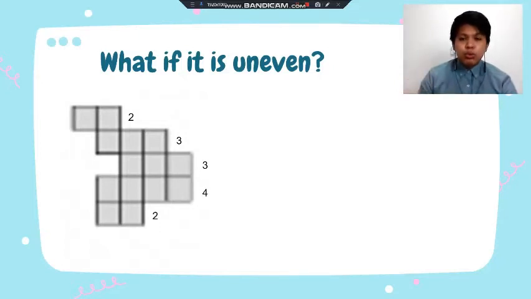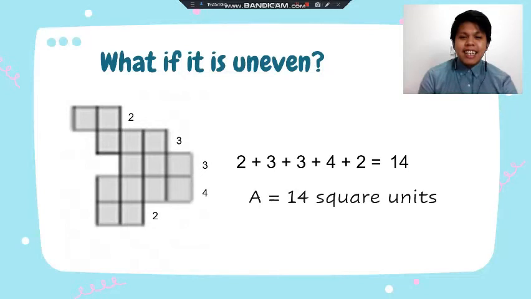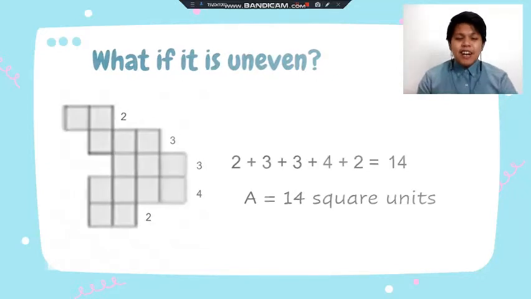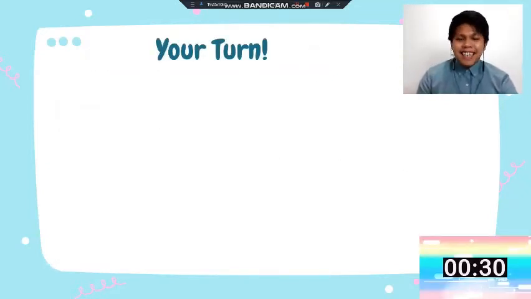Then 2. Then what you need to do is to just add it up. 2 plus 3 is 5. Plus 3 is 8. Plus 4 is 12. Plus 2 is 14. And you will get 14 as the area. 14 square units. So there are a lot of strategies for you to use. You may use multiplication, you may use addition, or you may also count. Now, what I want you to do is to solve the area for this one.